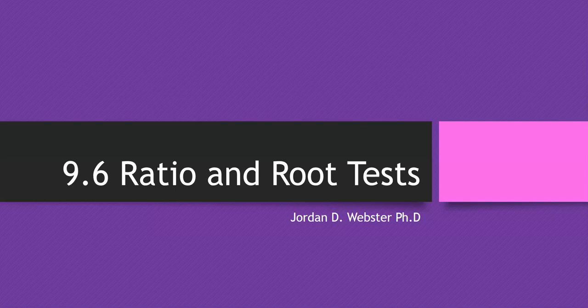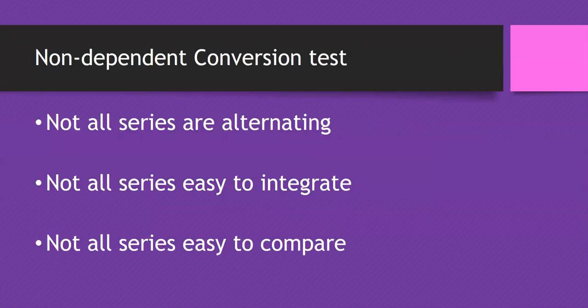All right, in 9.6, we're going to look at the ratio and root tests for series convergence. Now, these are going to be two sort of unique tests in that they're going to allow us to find the convergence of an infinite series, but they're going to work on a three sort of pronged outcome. All right. So these tests are really good for special types of series.